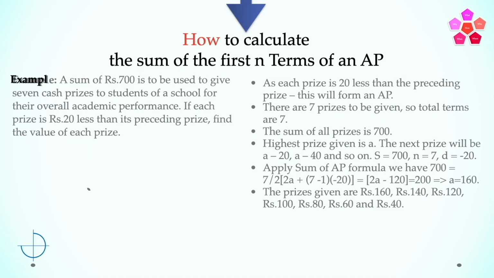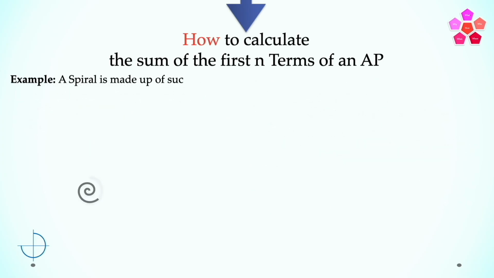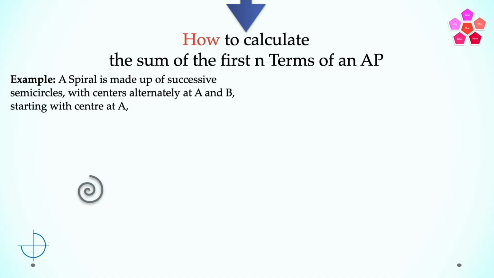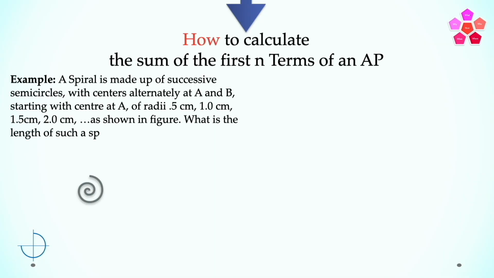Let's take another example. A spiral is made of successive semicircles with centers alternating at A and B, starting with center at A of radii 0.5 centimeters, 1 centimeter, 1.5 centimeters, 2 centimeters as shown in the figure. What is the length of such a spiral made up of 13 consecutive semicircles? Take pi is equal to 22 by 7. Let's look at the solution.